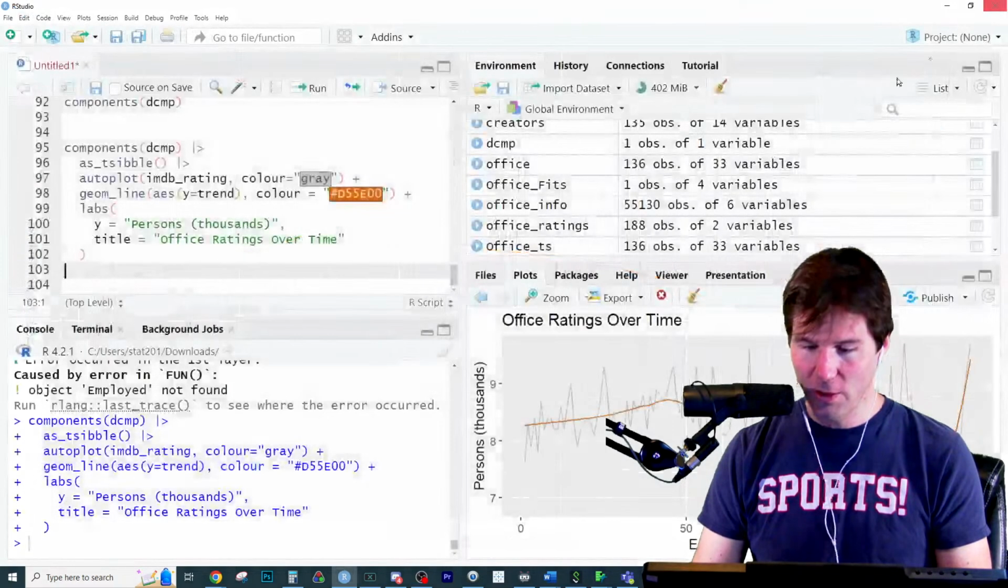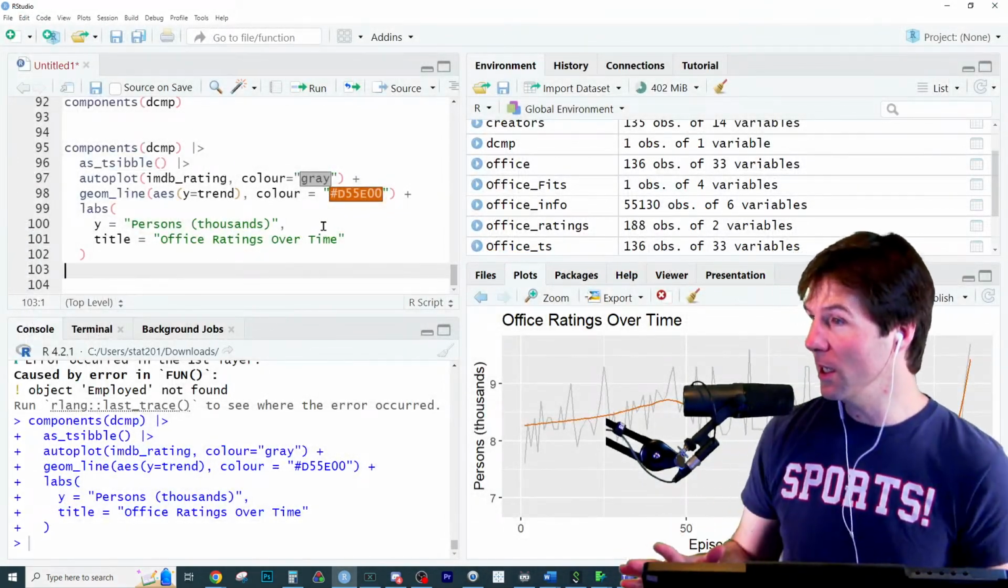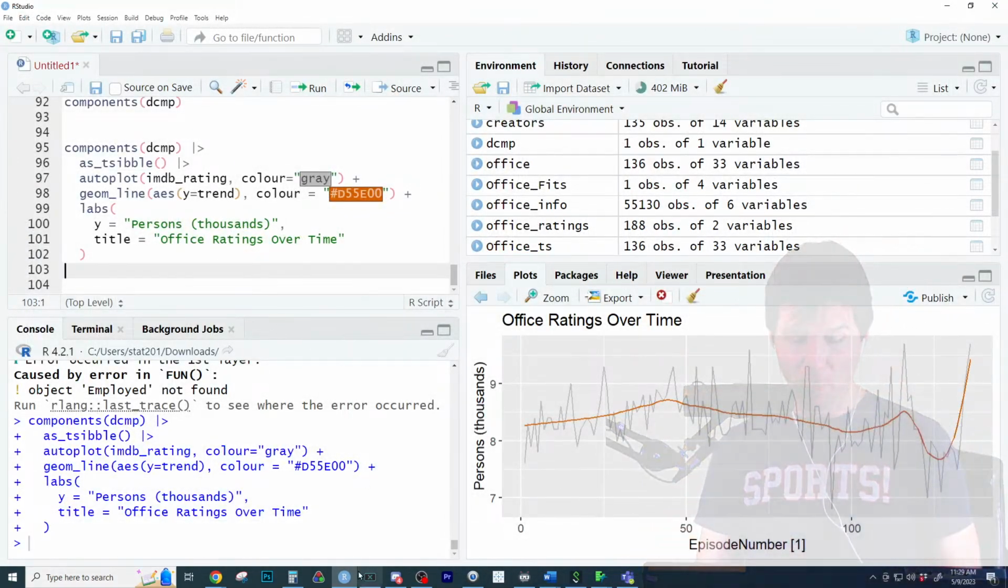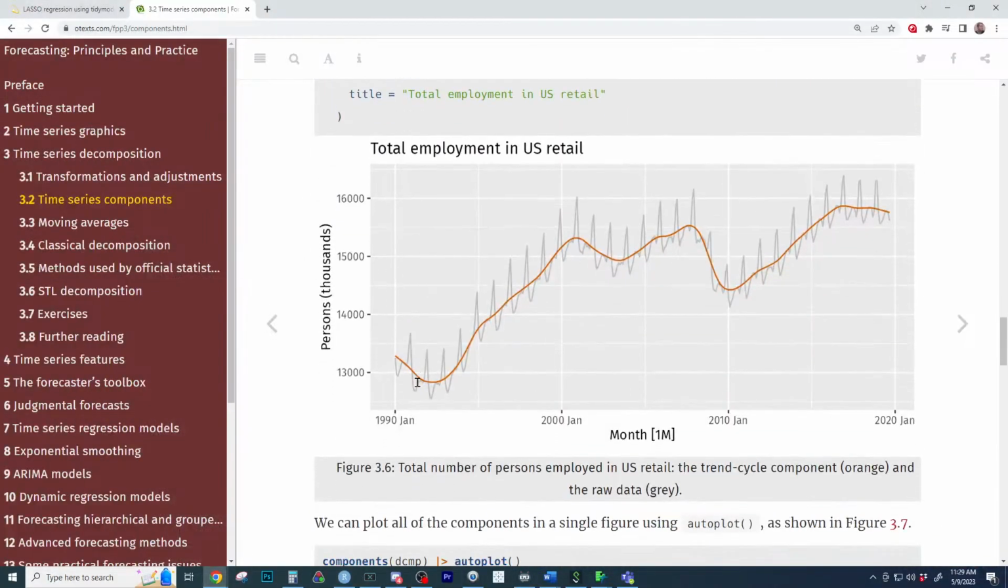Season trend linear right here. So this is what is called a decomp. Decomp is super cool. We're just doing some advanced kind of stuff right here. So you notice how this is total employment in U.S. retail. When do you think there's this spike in employment?